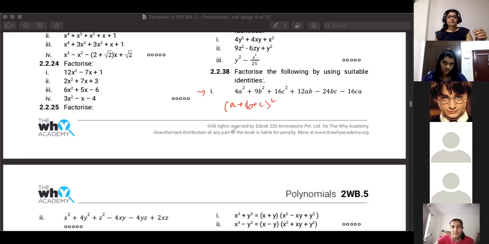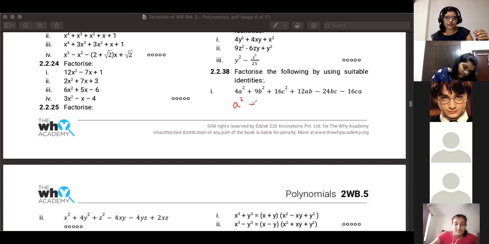And plus 2AB plus 2BC plus 2CA. Yeah. So whenever you're solving, once you've got the identity, it helps to write down that this is of the form A square, B square, C square. This is 2AB, this is 2BC, this is 2AC.